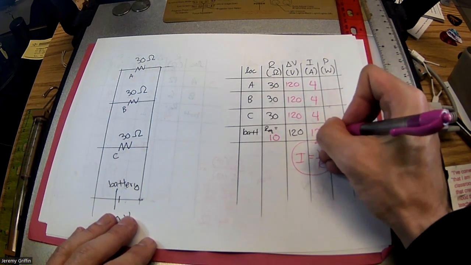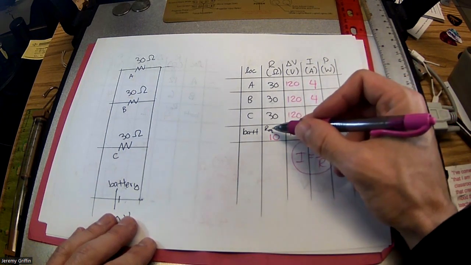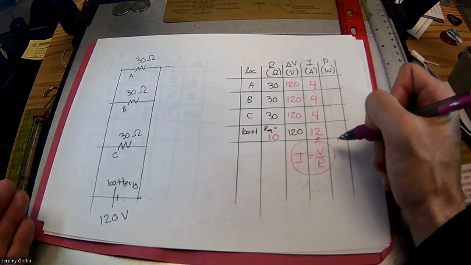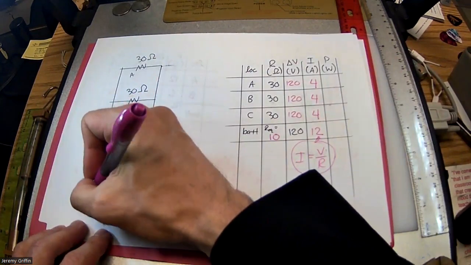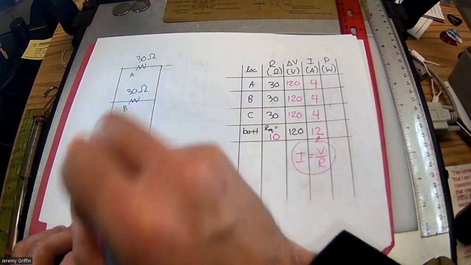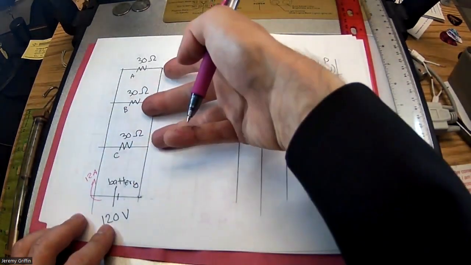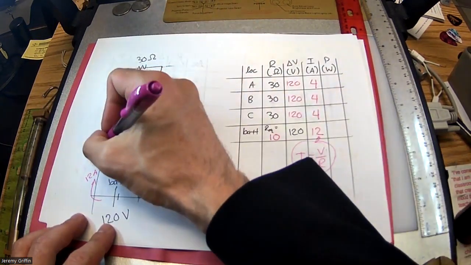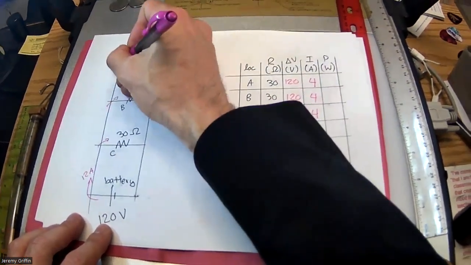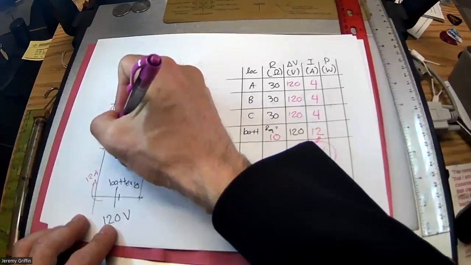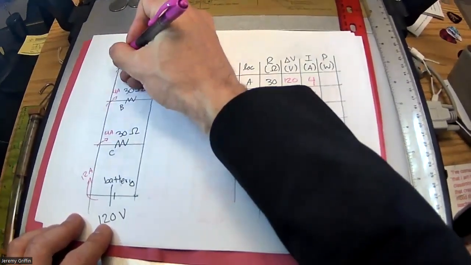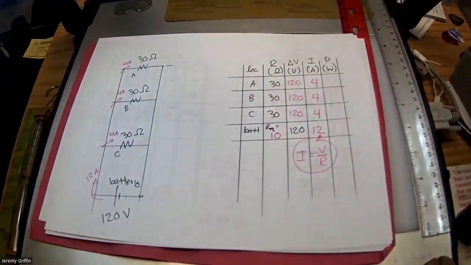12 amps, right? 120 volts on 10 ohms, 12 amps supplied by the battery. So here's the story. 12 amps leave the battery, then it splits 3 ways. And since these resistors are all the same, it splits exactly evenly. So now you have 4 amps this way, 4 amps this way, 4 amps this way.